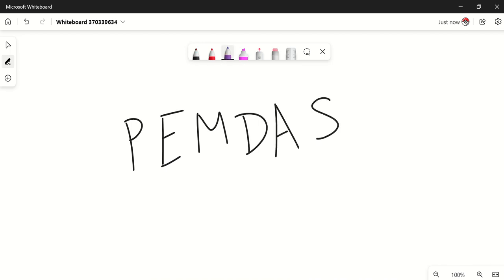Again, when we have an expression written out, we are going to look for parentheses first. What things are in parentheses? What do we need to solve first? Anything in parentheses needs to be solved first. Then we look for exponents. Are there any exponents after that? So if you see any powers, any number to the power of something, you have to solve those next.